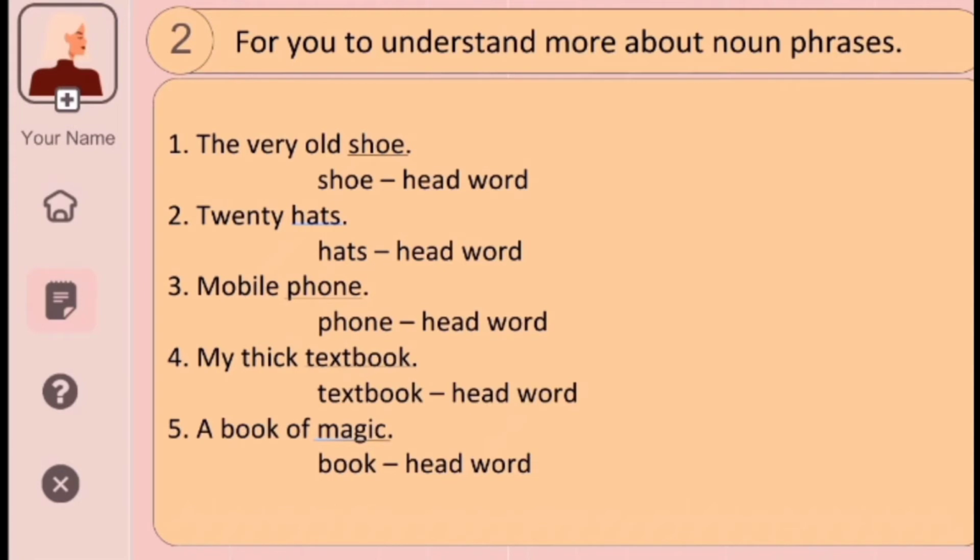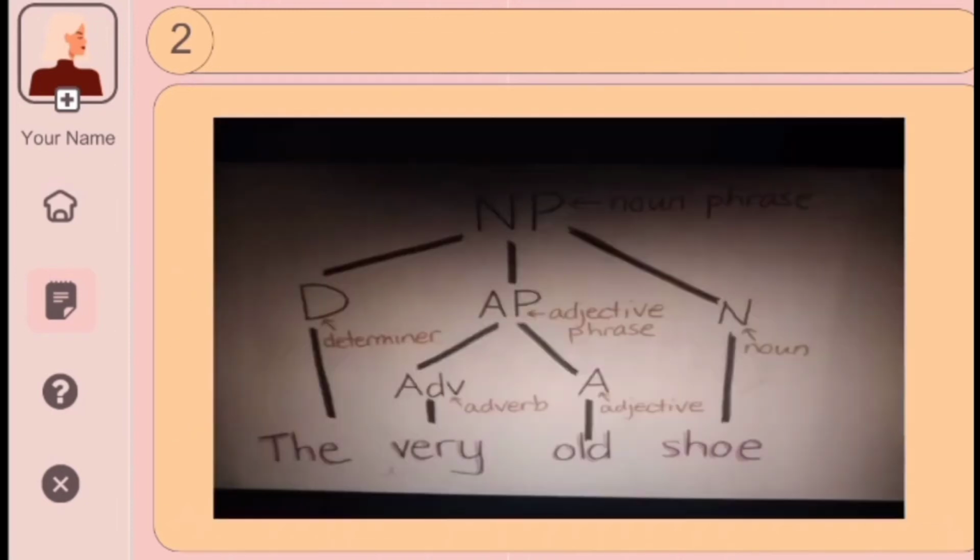Linguists present the information in trees. Now I am going to show you what a noun phrase might look like in a tree, and we are going to use example number 1, the very old shoe. So at the top of this part of the tree, we have the noun phrase. That's what NP stands for. And then that noun phrase is divided into 3: the determiner, which is the. It has an adjective phrase and then it has the noun. The noun is shoe.